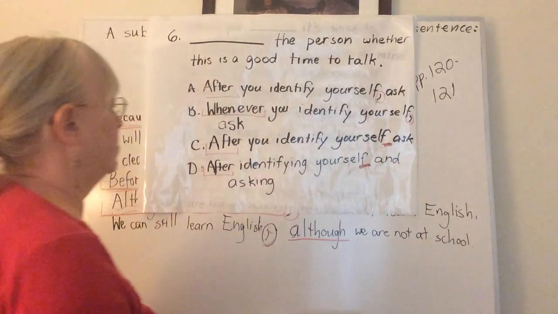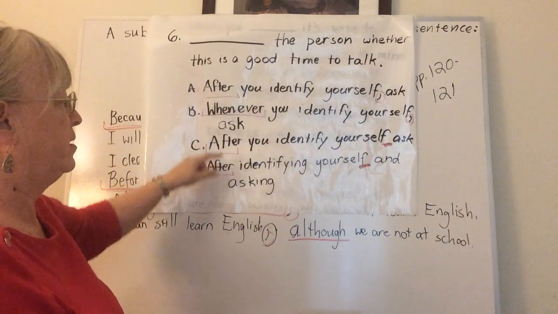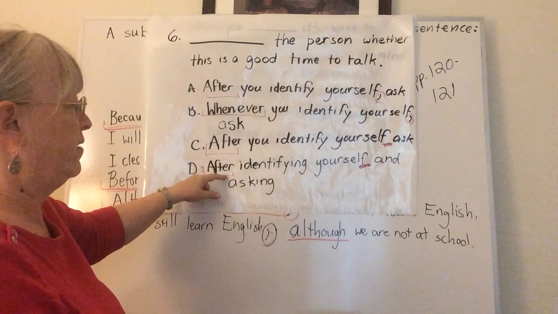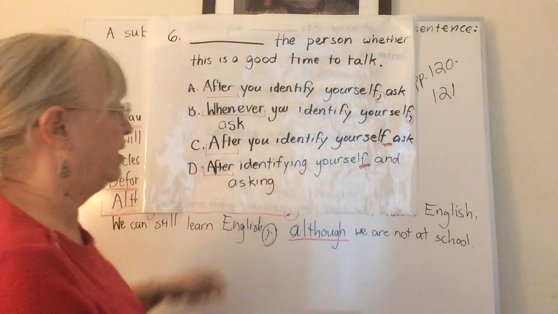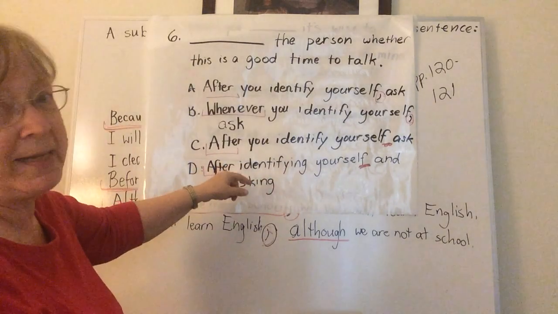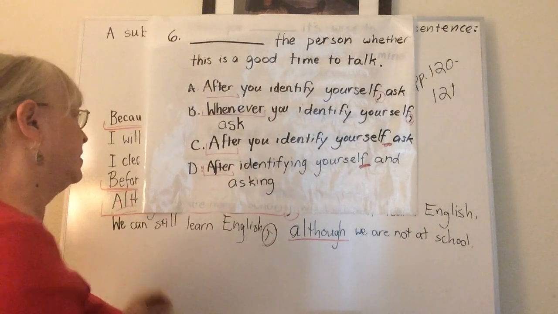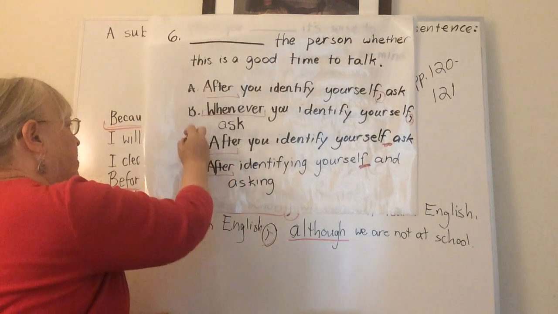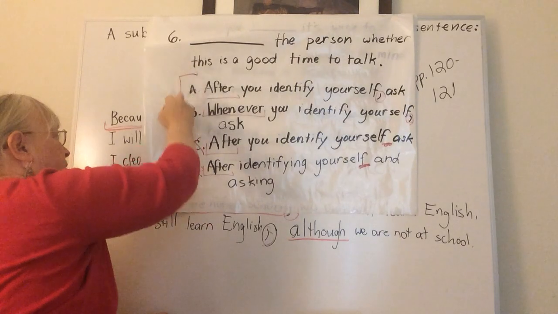There's no comma there. Subordinating conjunction, same thing here. After identifying yourself and asking. Well, this one makes the whole thing into an incomplete sentence. So neither of these are possible. So we've got it down here.